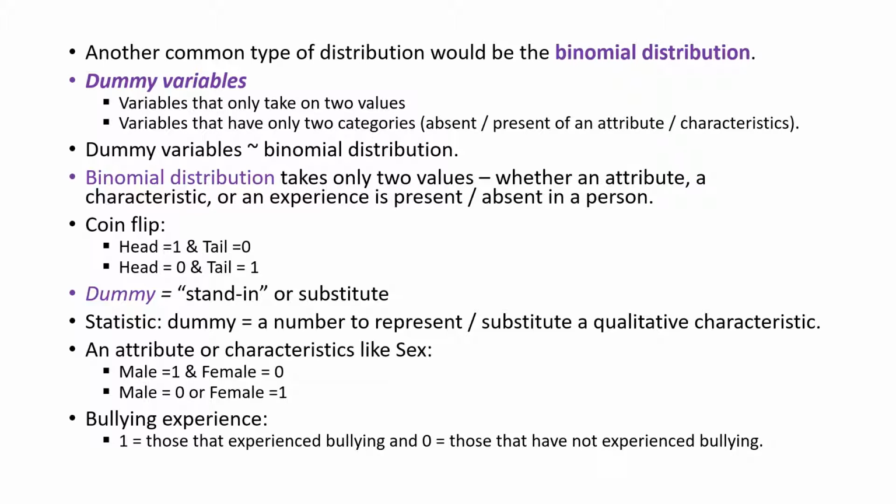Thus, we can arbitrarily assign a number for each sex category. We can assign the number 1 for males and the number 0 for females. We can also do it the other way around. We can assign the number 0 for males and the number 1 for females. We can also group students into two categories: those that experience bullying and those that have not experienced bullying. We can assign the number 1 to students that experience bullying and the number 0 to students that have not experienced bullying.